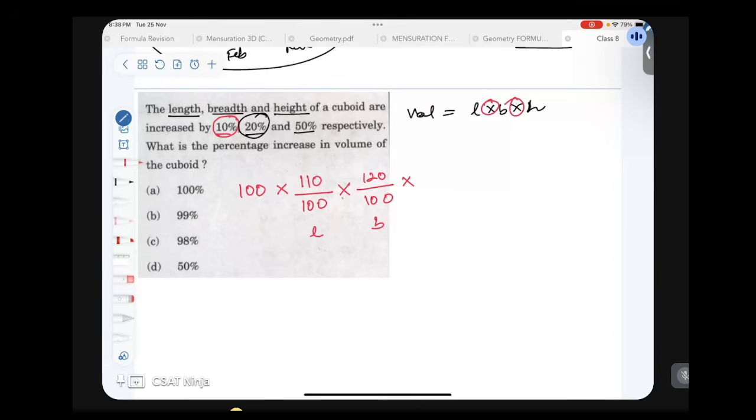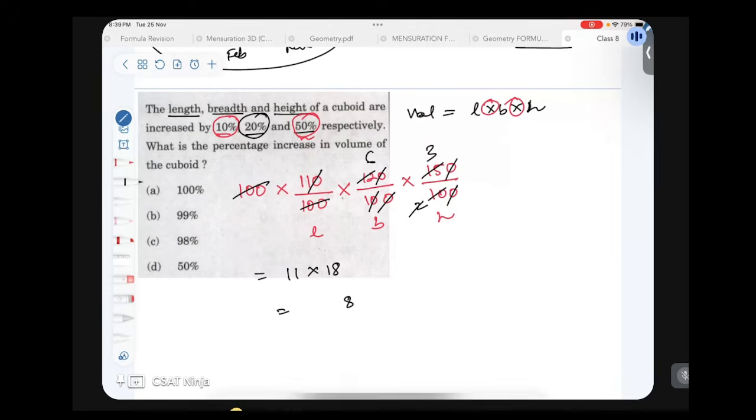Into, same thing for the height. Earlier it was 100 and it is increased by 50%. That means it will become 150. So this is height. Now I'll reduce this. 100 and 100 cancel. The zeros cancel. 5 2s are 10, 5 3s are 15, 2 6s are 12, 6 3s are 18. If I multiply this, 9, 8. You look here.